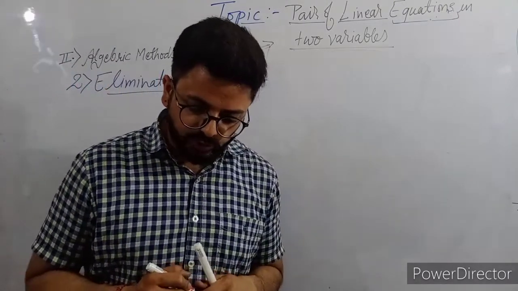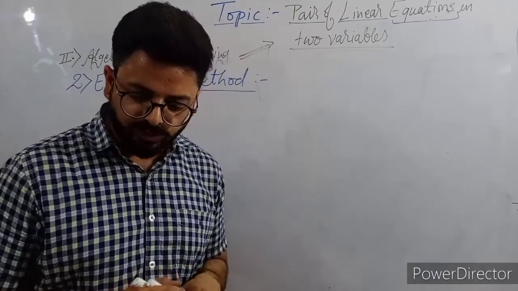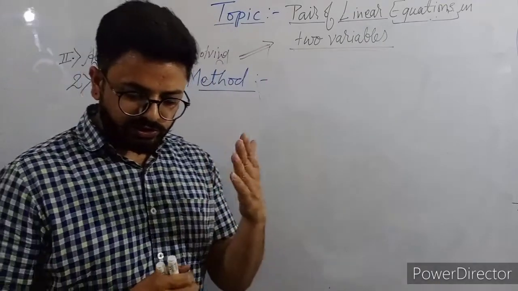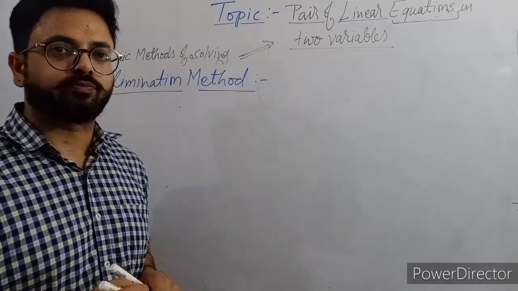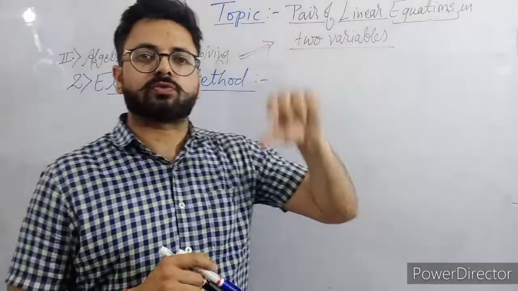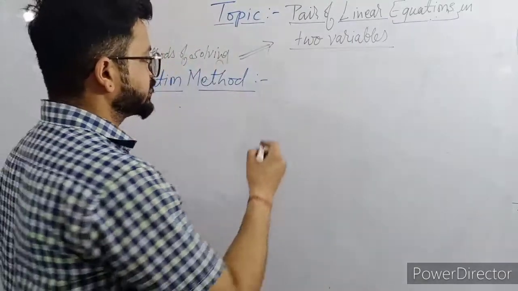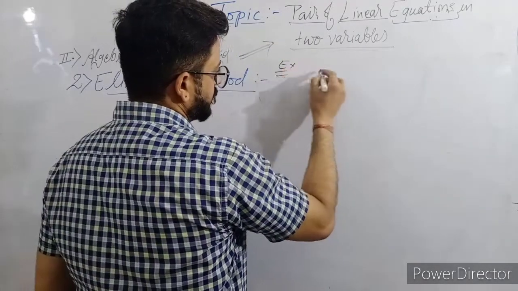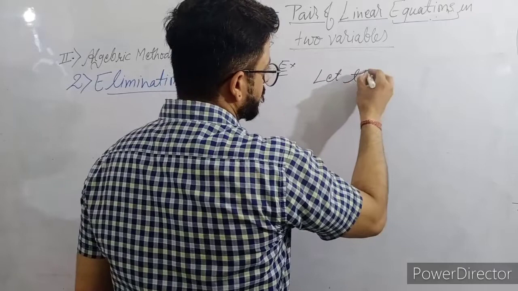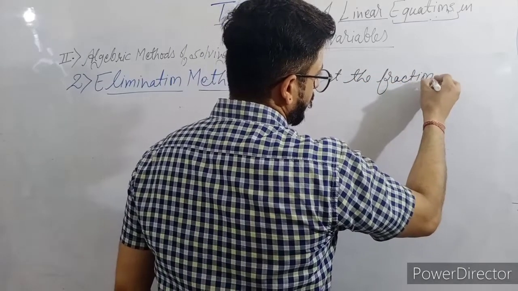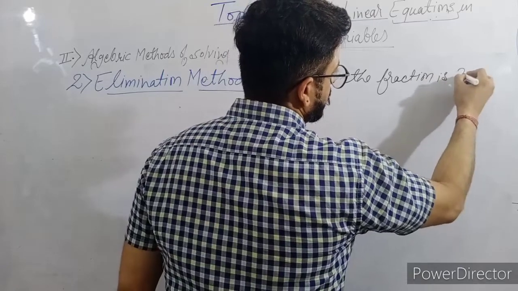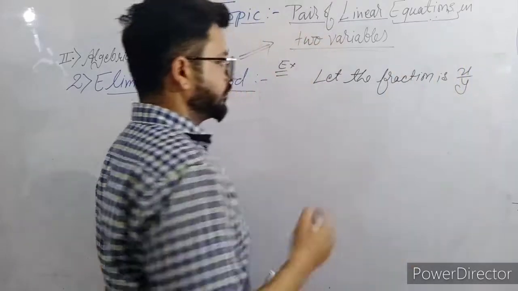if we add 1 to the numerator and subtract 1 from the denominator, meaning the question is giving two conditions. Finally the question is asking what is the fraction, meaning it is asking about one fraction. Let the fraction be x upon y. I am taking x upon y.